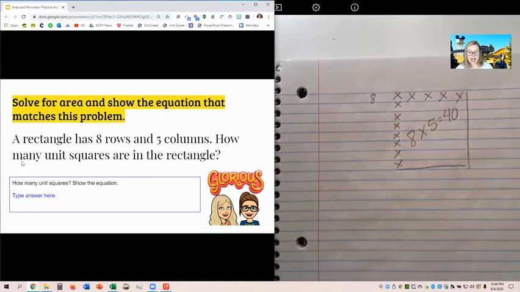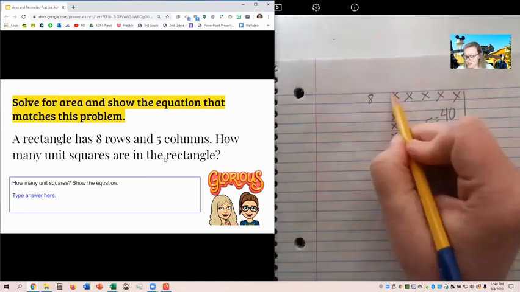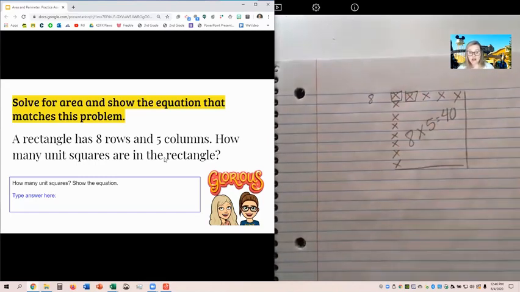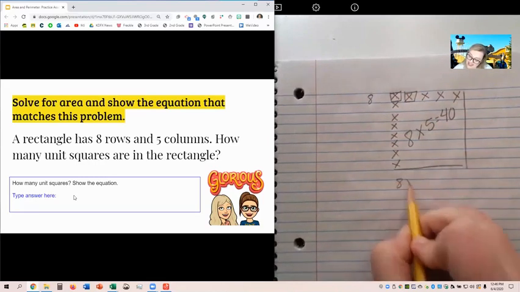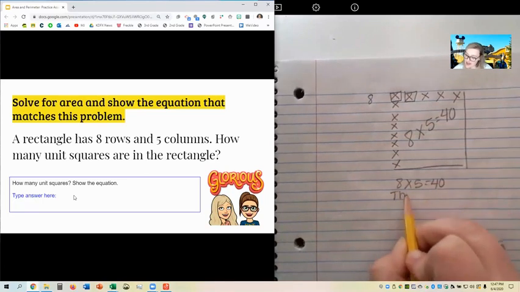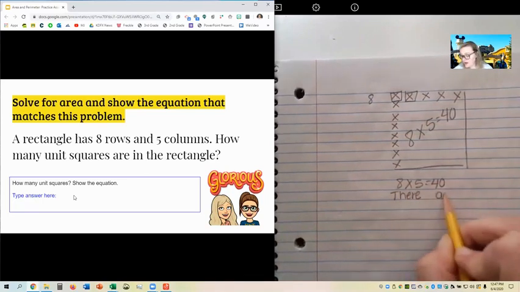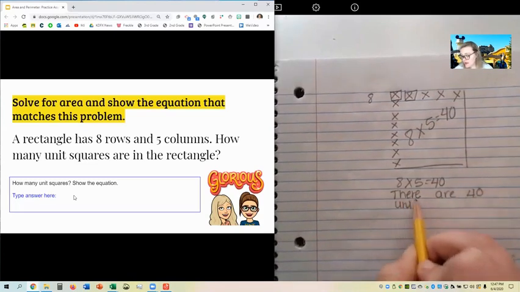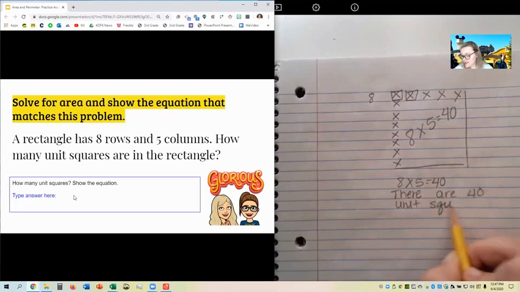The question says, how many unit squares are in the rectangle? We would know that each one of these X's is representing 1 unit square. So we would have 40 unit squares. So the equation would be 8 times 5 is 40. And then the answer would be there are 40 unit squares. Good.